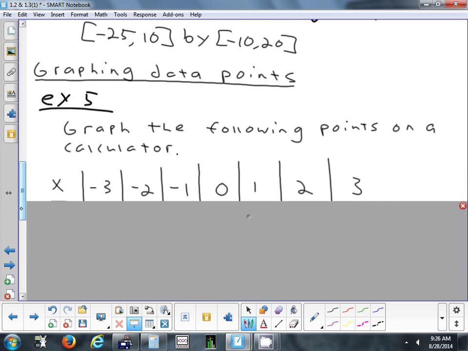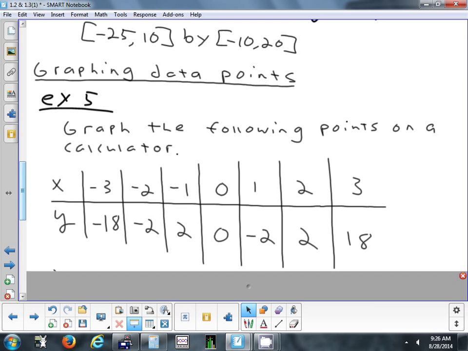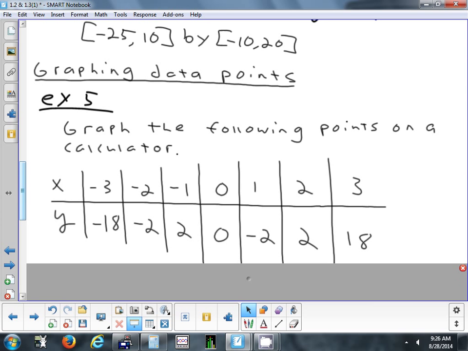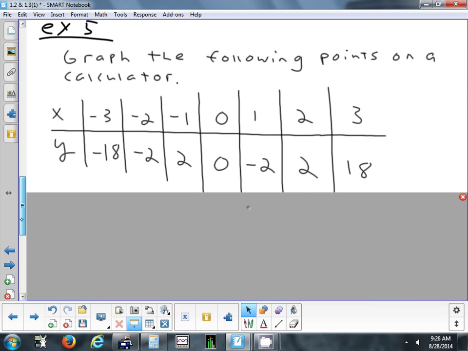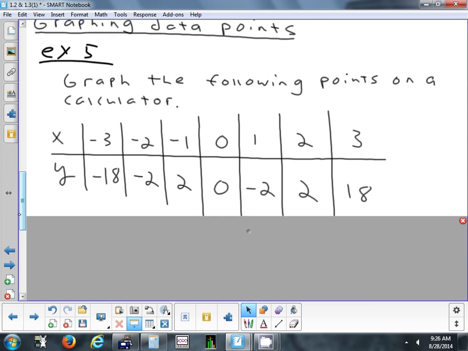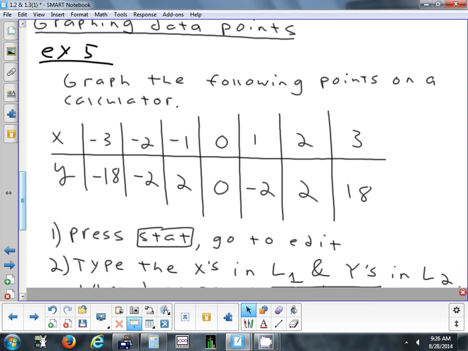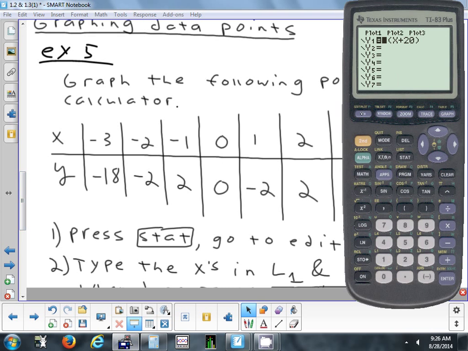All right, so next thing we're going to look at is how we can graph some data points on the calculator. Almost like making a scatter plot. Okay, we won't use this a lot, but we will use it a little bit. Okay, so let me show you how you type these in. The first thing I'm going to do is just get rid of anything else I typed in so it doesn't mess with what I'm going to do right now.